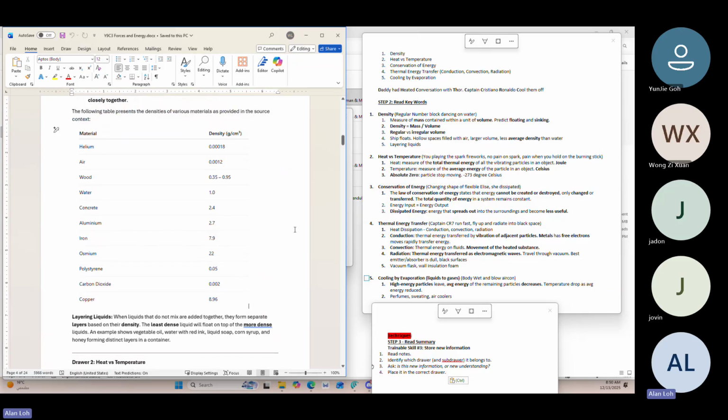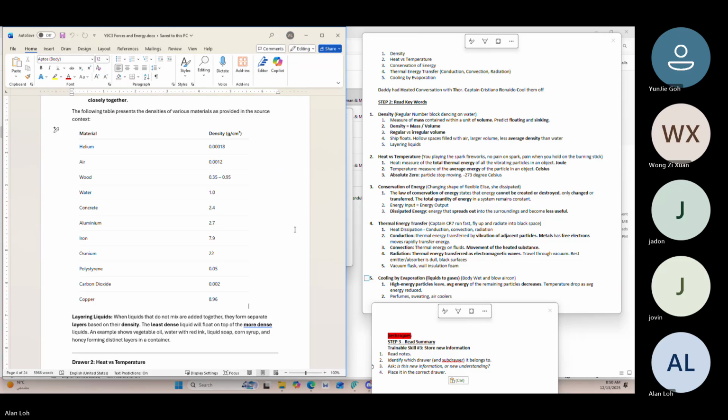Yunjie, can you tell me what's the story to help you remember the 5 drawers? Your dad is having a heated conversation with Thor. Yes, Captain Cristiano Ronaldo cools them down. Excellent. So can you tell me the names of the drawers from 1 until 5 in sequence?